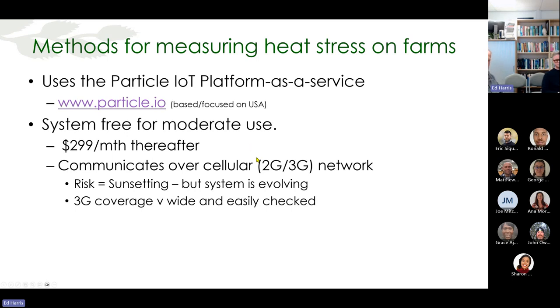The downside is that the cellular networks are changing all the time. We've got this sunsetting that they all talk about. Particle are very good at evolving, which is great. But in terms of my maintaining it, it's a bit of a bugger because every year the hardware changes slightly. So you have to go back quite a long way to revalidate your software.